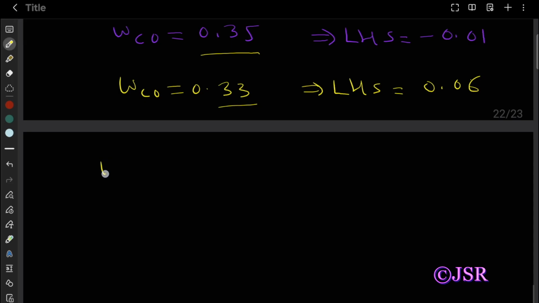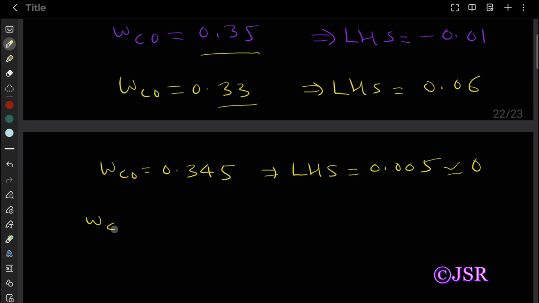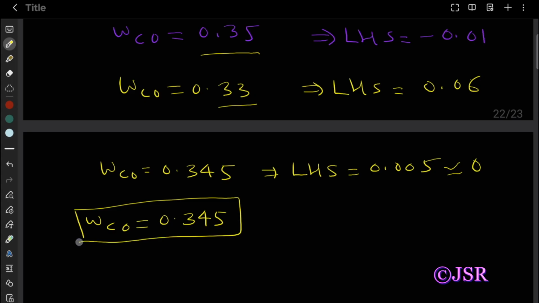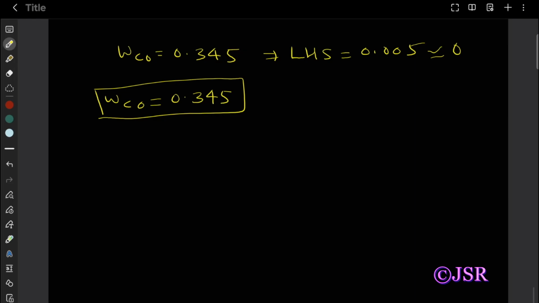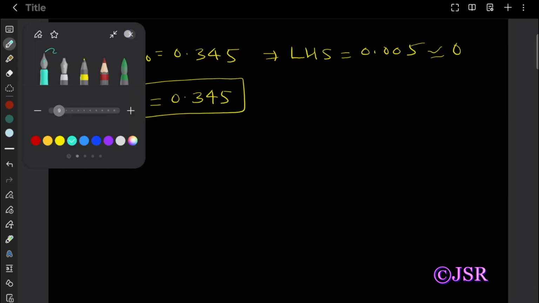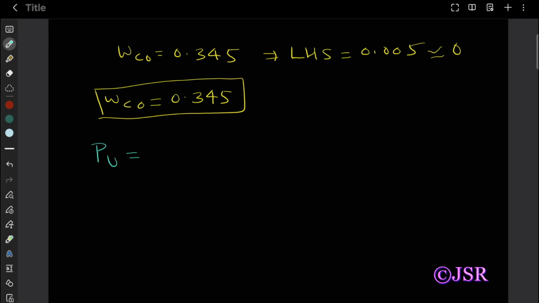When omega CO is equal to 0.345, the function value becomes 0.005, which is nearly equal to 0. So the crossover frequency will be equal to 0.345. We can take this as an approximation. Once we know this crossover frequency, we can find out the ultimate gain as well as the ultimate period.